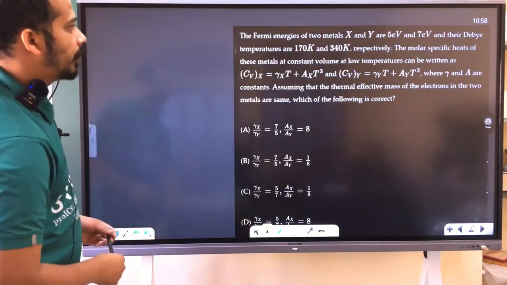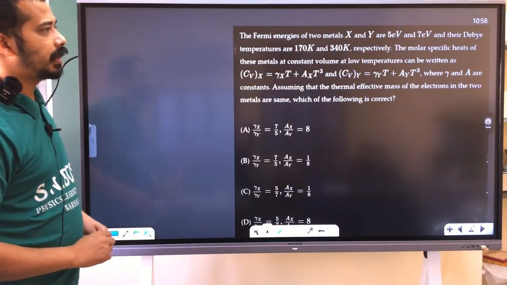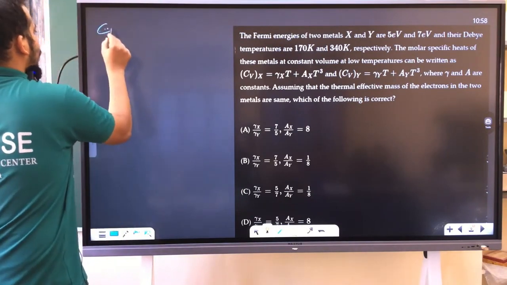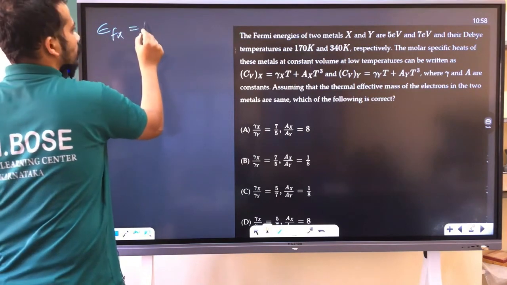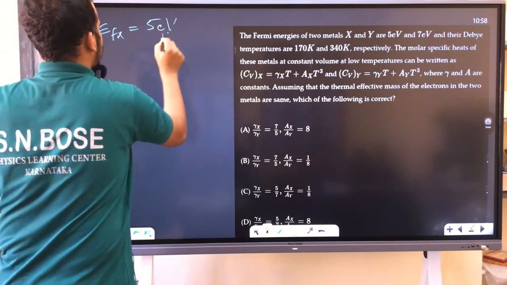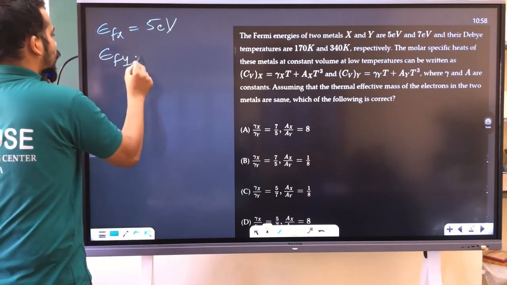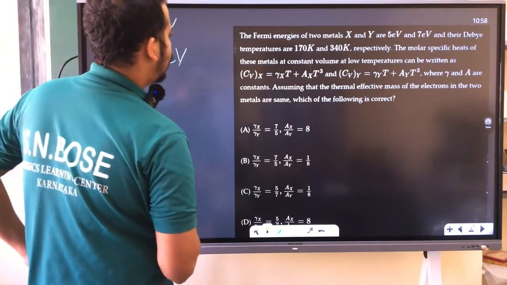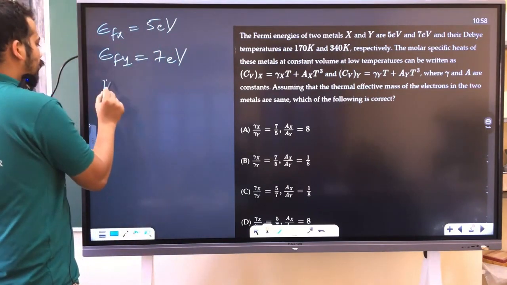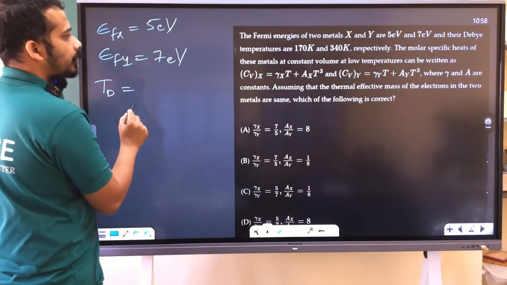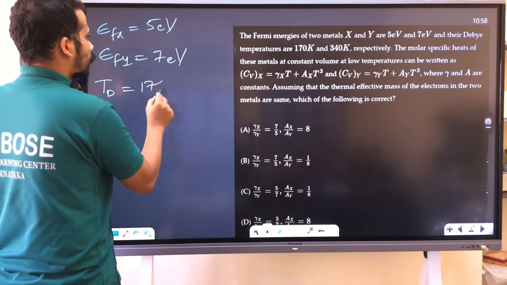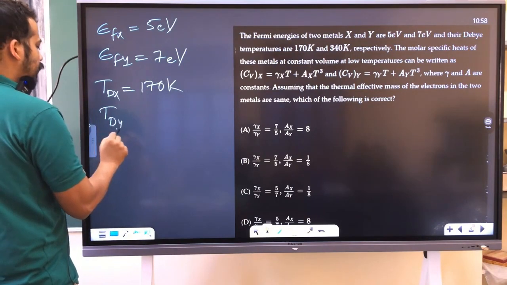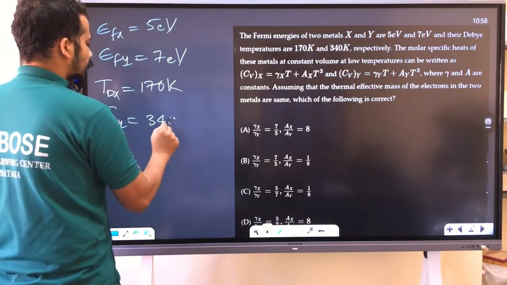Fermi energy of two metals X and Y are 5 electron volt and 7 electron volt. I'll write EFX equal to 5 electron volt, EFY is equal to 7 electron volt. And the Debye temperatures are, can I write TD? TDX is equal to 170 K, TDY is equal to 340 K.